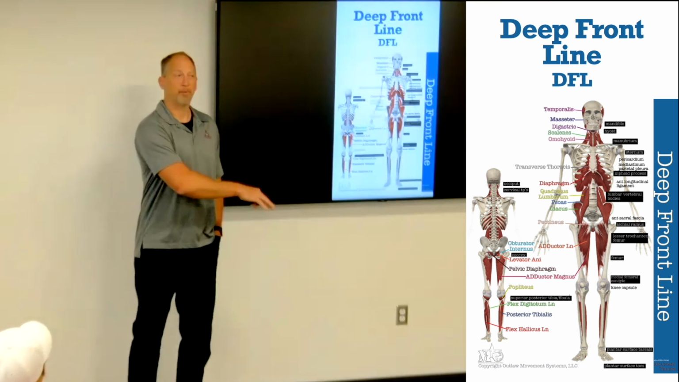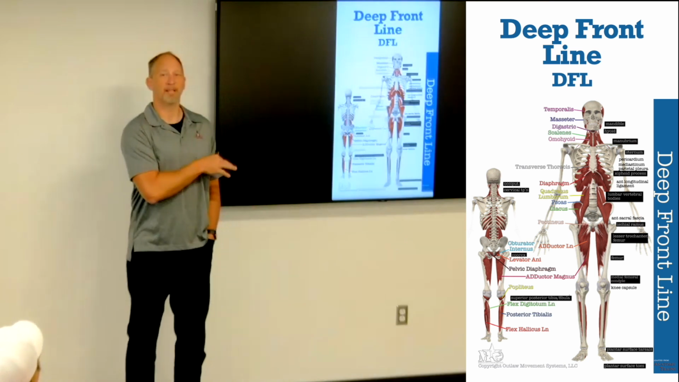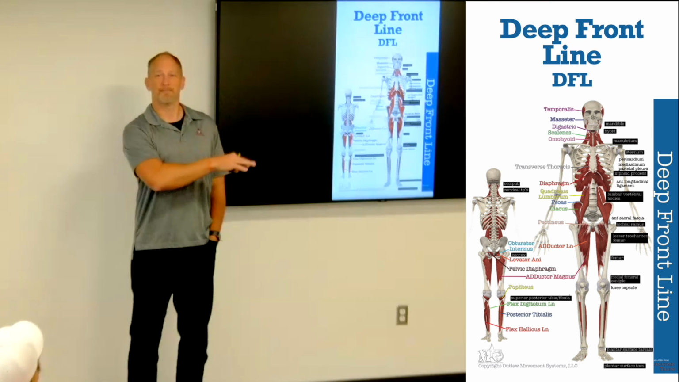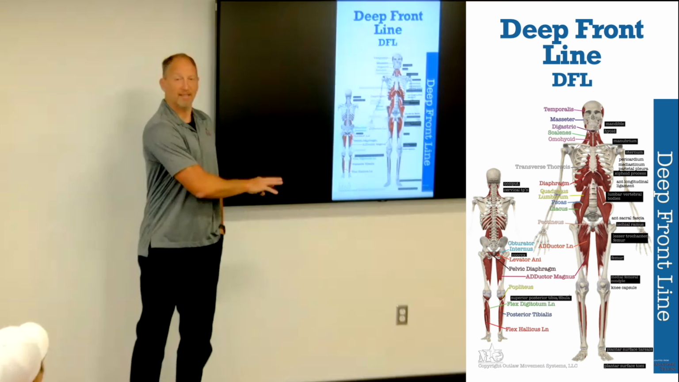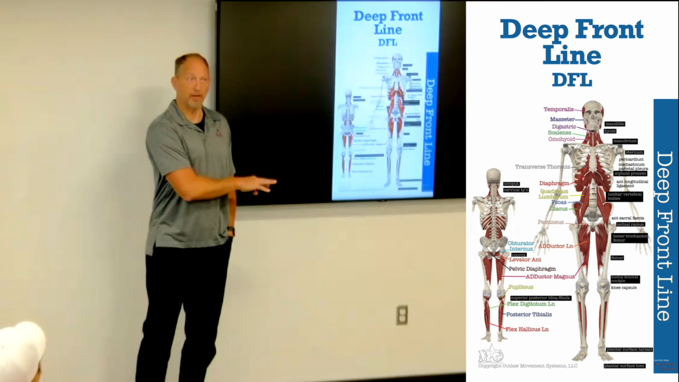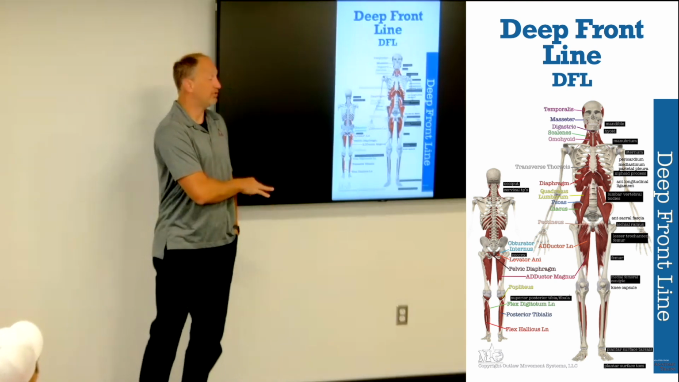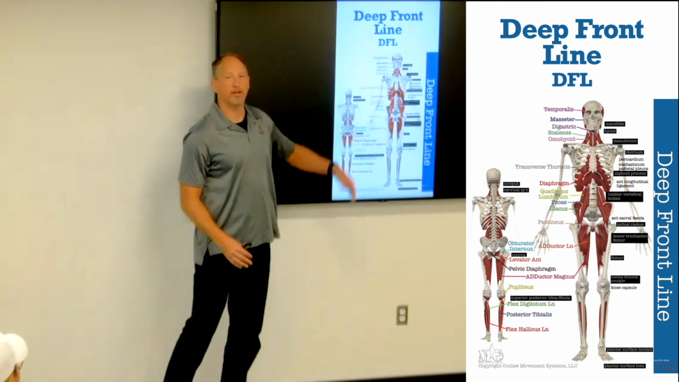He's that person in the group that gets everybody all hyped up, but when it comes time to actually do the thing, he's not really able to do the thing, so he just brings the energy. That's the deep front line. The deep front line is the hype man. Can't really do anything. Look, how strong do you think the omohyoid is?